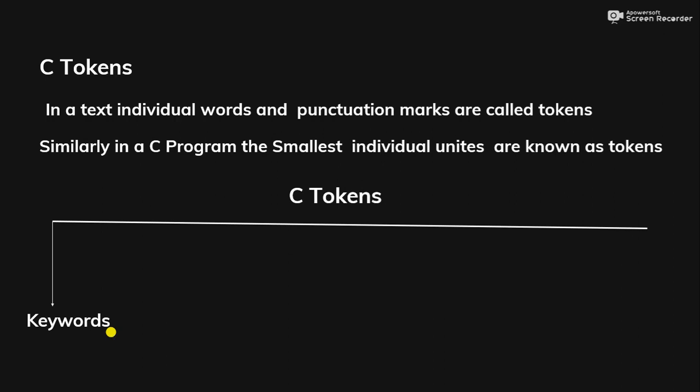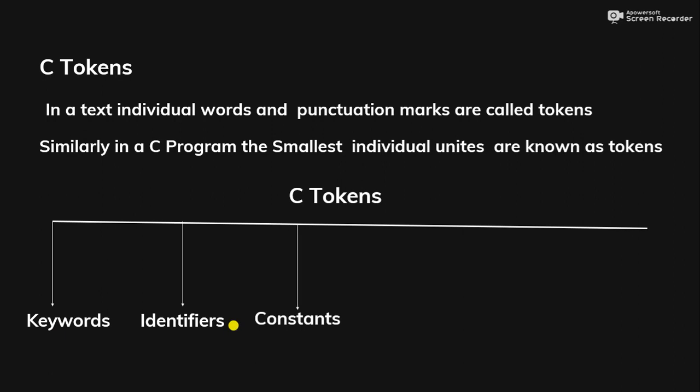Another type of C token is the identifiers. Identifiers are the names given to functions or variables; the name of a function or a variable is called an identifier. And another type of token is the constants.